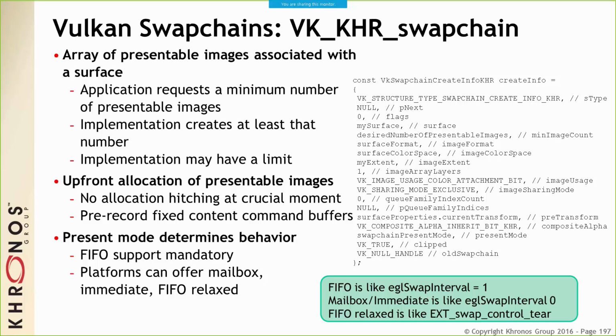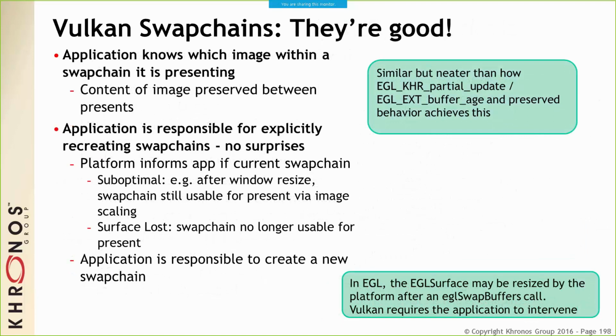Swap chains are very well designed in terms of how applications need them, and we've had very good feedback overall about how they've been designed. A key thing that we've done is you know which image within the swap chain you'll be presenting, and the content of that image is preserved from the previous content you put on it. So it's similar but not exactly the same as how buffer age and partial update has done it in EGL, but it's done in a way that you don't have to query to find out the age of the image you've obtained. You know it because you're about to send that image in and you know how old it is.